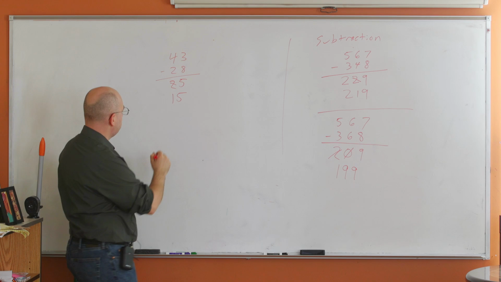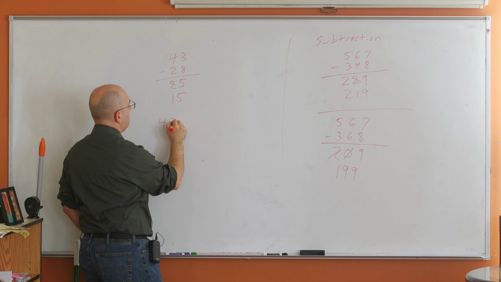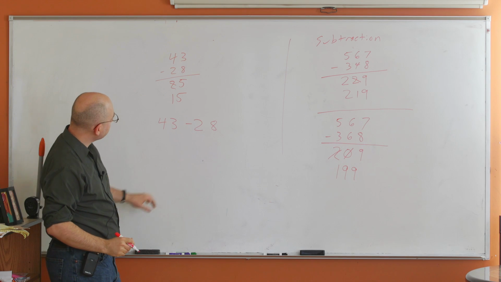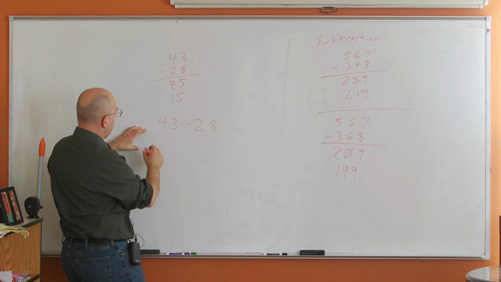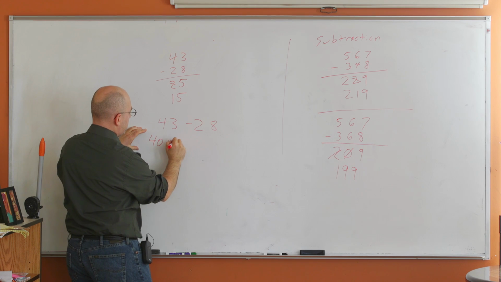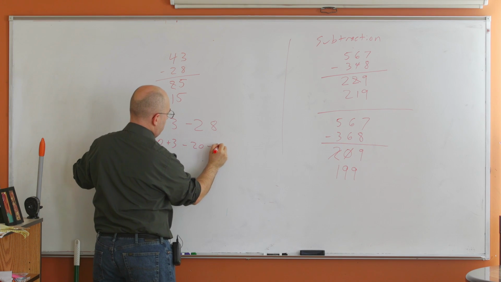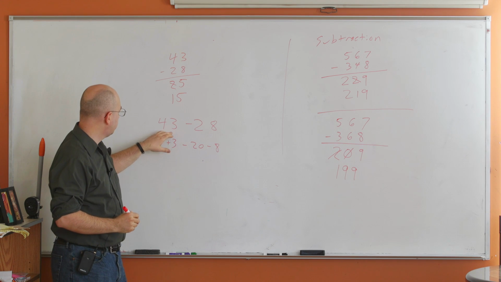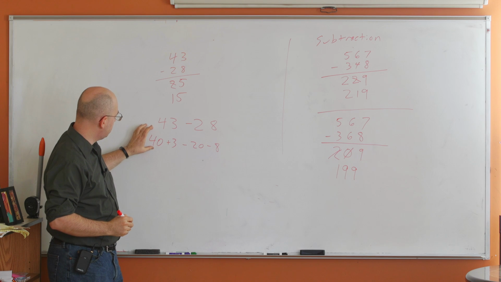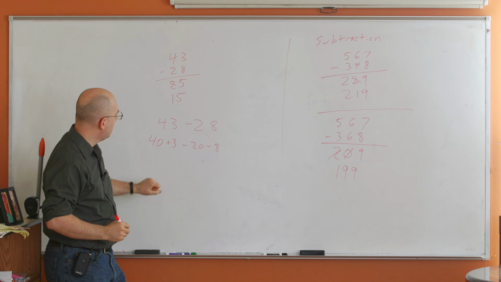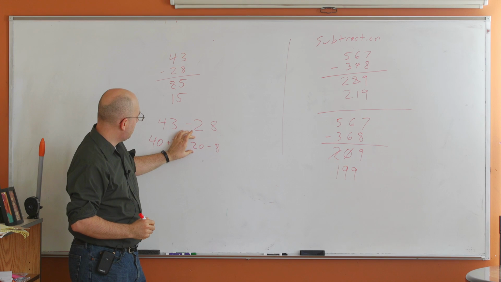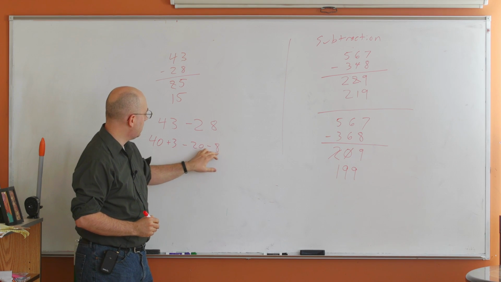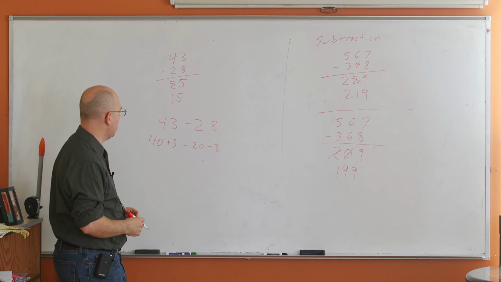Now, expanding this out kind of horizontally, 43 minus 28, I can write this as 40 plus 3 minus 20 minus 8. Everybody good with what I'm doing here? So 43 means I've got 4 10s, that's this 40. I've got 3 1s. 28 means I've got 2 10s, 20, and 8 1s. And I want to subtract both the 20 and the 8 because I'm taking away a total of 28.